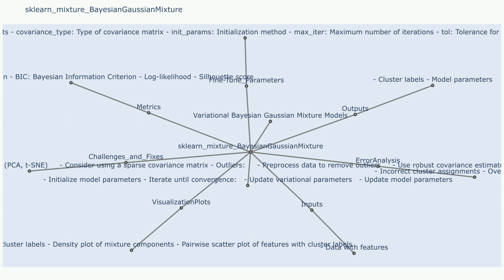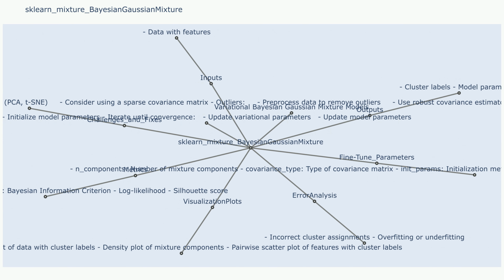Outputs: weights, a 1D array of shape n_components, representing the mixing weights for each component. Means, a 2D array of shape n_components, n_features, representing the mean vectors for each component. Covariances, a 3D array of shape n_components, n_features, n_features, representing the covariance matrices for each component.